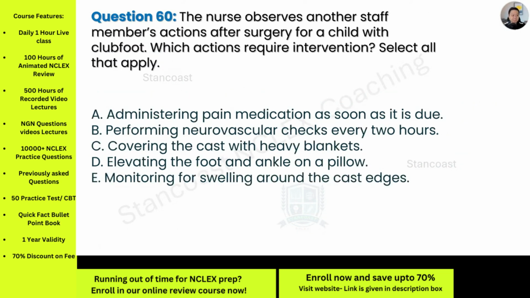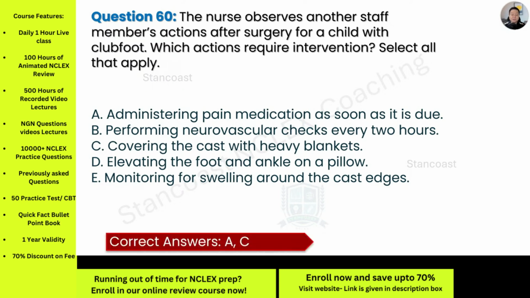Let's have number 60. The nurse observes another staff member's actions after surgery for a child with clubfoot. Which actions require intervention? Select all that apply. A. Administering pain medication as soon as it is due. B. Performing neurovascular checks every 2 hours. C. Covering the cast with heavy blankets. D. Elevating the foot and ankle on a pillow. And E. Monitoring for swelling around the cast edges.